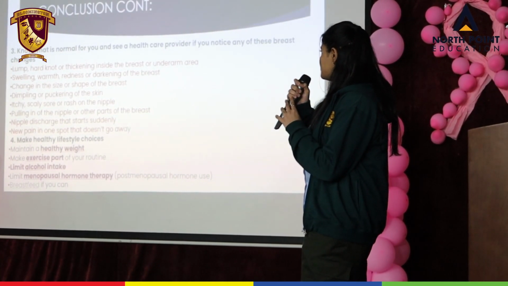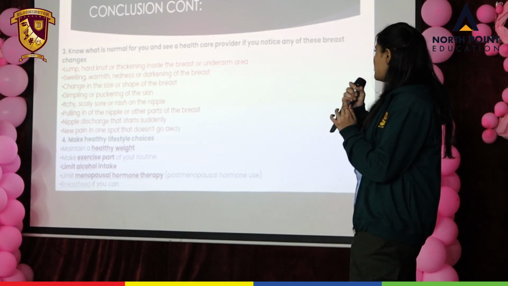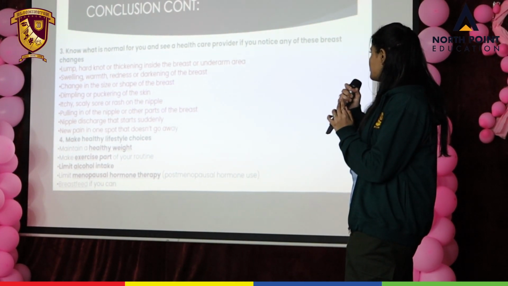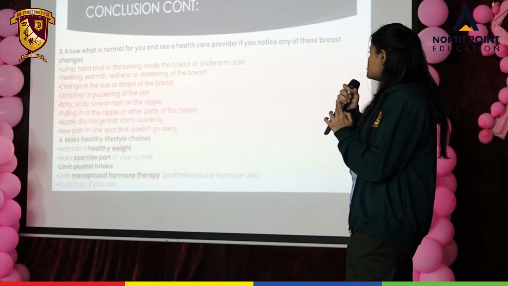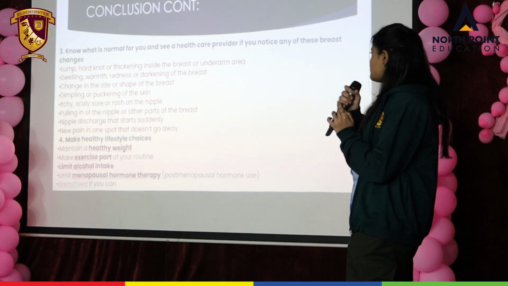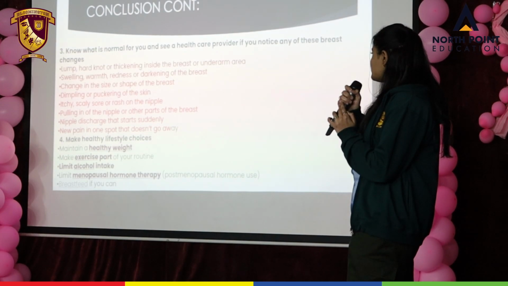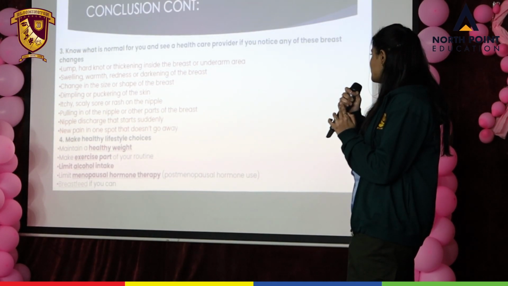Know what is normal for you and see a healthcare provider if you notice any of these breast changes. Lump, hard knot, or thickening inside the breast or underarm area. Swelling, warmth, redness, or darkening of the breast. Change in size or shape of the breast. Dimpling or puckering on the skin. Itchy, scaly, sore, or rash on the nipple. Pulling in of the nipple or other parts of the breast. Nipple discharge that starts suddenly. New pain in one spot that doesn't go away.